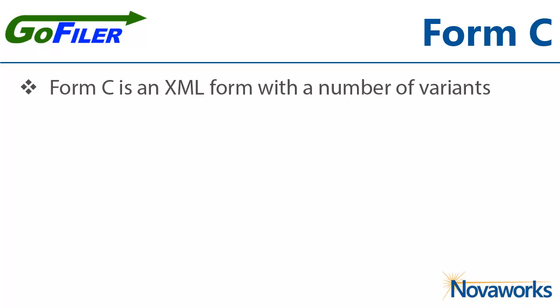Form C is an XML EDGAR fillable form that has a number of variant forms that cover different scenarios for filers disclosing information to the SEC. The first variant is Form C, the offering statement. This is for issuers filing the initial disclosures required for an offering to be made in reliance of Section 4(a)(6) of the Securities Act of 1933.